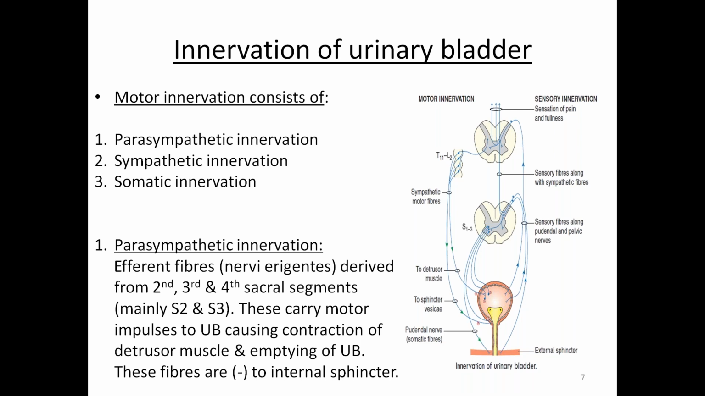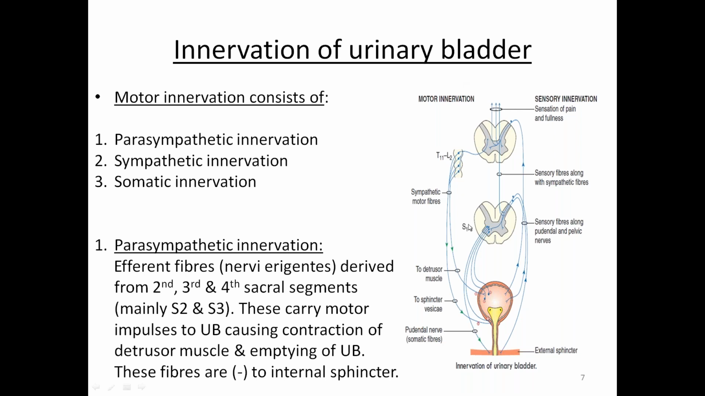You must know the innervation, both motor and sensory, and you must know how to make this diagram to support that. So the motor innervation consists of parasympathetic innervation, sympathetic innervation, and somatic innervation. So let's talk about the parasympathetic innervation. This is your motor innervation.